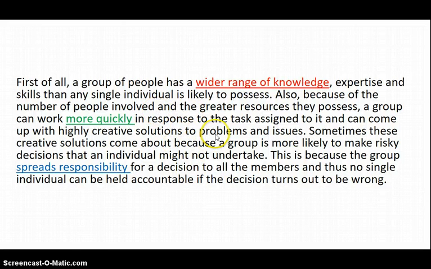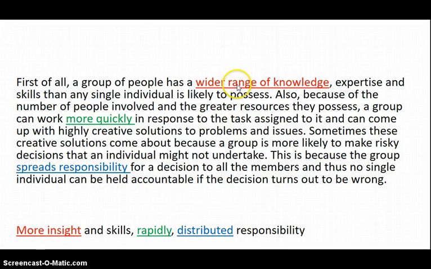All the other aspects of the passage are either just extra words, or just making the sentence correct, obviously. And when we want to paraphrase, we don't need to use correct grammar, we just need to take certain keywords. So instead of wider range of knowledge, I've used more insight and skills. Instead of work more quickly, I've put down rapidly. Again, I've kept the same form, the adverb. And finally, instead of spreads responsibility, I've put down distributed responsibility.